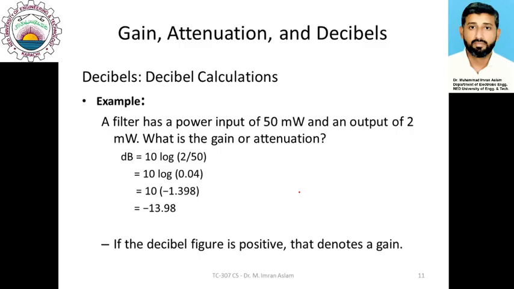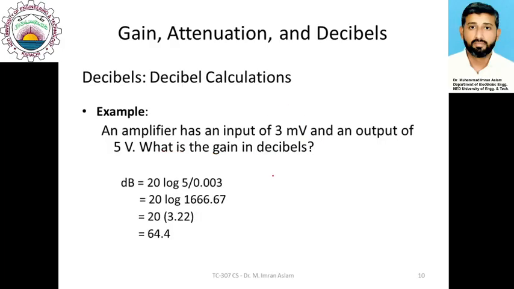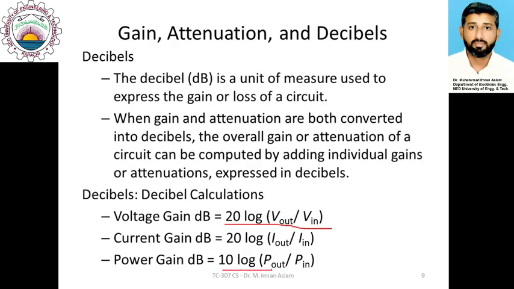There is another example here. Now we have a filter that has a power input of 50 milliwatt and an output of 2 milliwatt. We know the input and we know the output. So what is the gain in this case? You can see that these are in watts, which means these are power ratios. So we should use the formula of the power gain, which is illustrated here: 10 log P out upon P in.